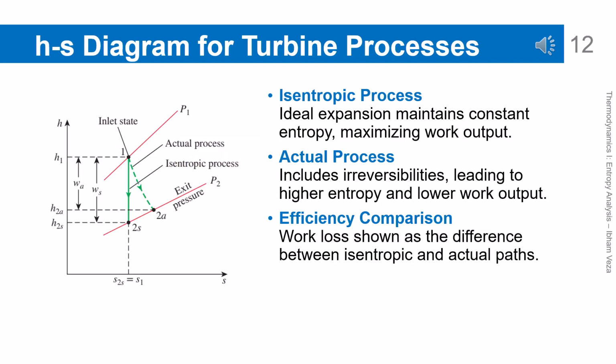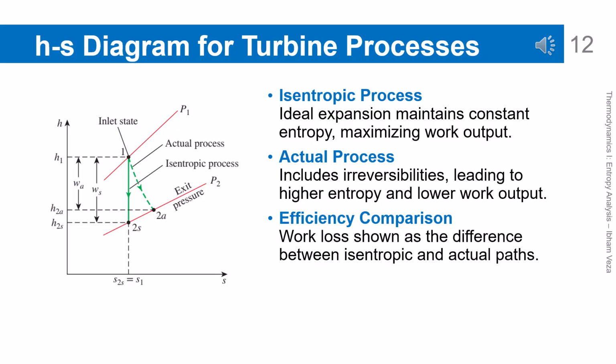The HS diagram for turbine processes. An HS diagram is used to visualize the difference between isentropic and actual processes in a turbine. In an isentropic process, expansion occurs at constant entropy, resulting in maximum work output.